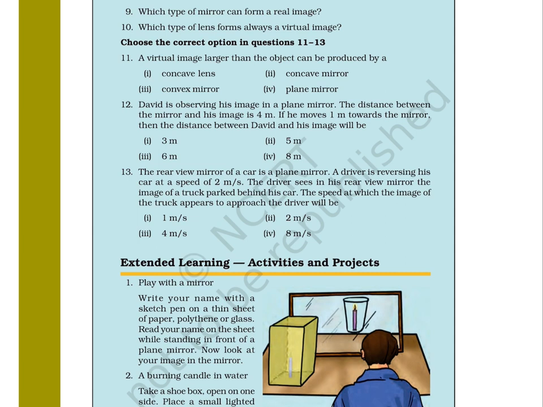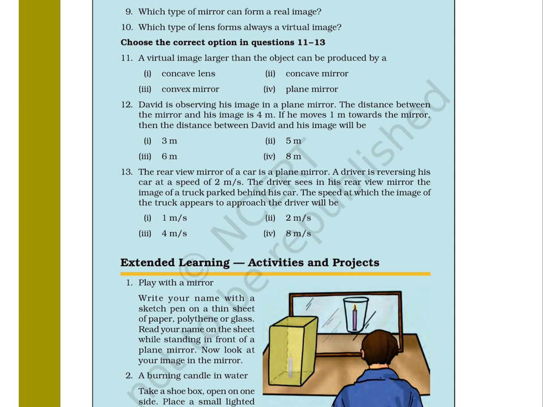12. David is observing his image in a plane mirror. The distance between the mirror and his image is 4 meters. If he moves 1 meter towards the mirror, then the distance between David and his image will be 1. 3 meters, 2. 5 meters, 3. 6 meters, 4. 8 meters.